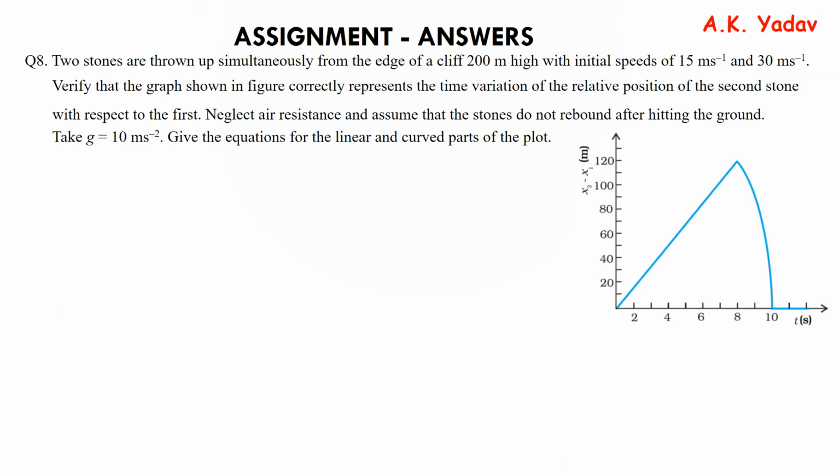Let us move to the last question. Two stones are thrown up simultaneously from the edge of a cliff 200 meter high with initial speeds of 15 meter per second and 30 meter per second. Verify that the graph shown in the figure correctly represents the time variation of the relative position of the second stone with respect to the first. Neglect air resistance and assume that the stones do not rebound after hitting the ground. Take g equal to 10 meter per second square. Give the equations for the linear and curved parts of the plot.